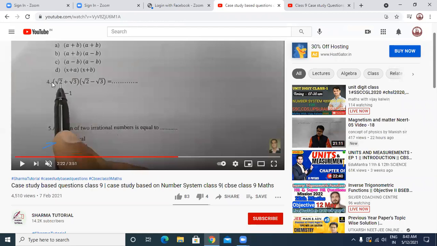Now, how you will solve this? Root 2 plus root 3, root 2 minus root 3. This is again a plus b, a minus b. Yes, who will tell me the answer? Yes, Arush? Ma'am, we will use a plus b, a minus b, and the answer will be 2 minus 3.